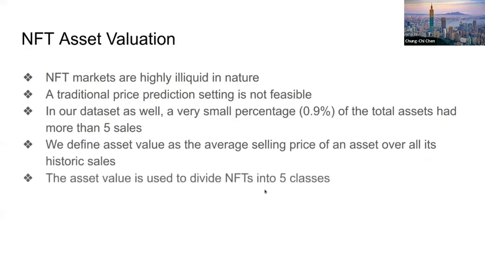And we group these prices into 5 logarithmic classes. So one class is $10 to $100 and $100 to $1,000 and so on.